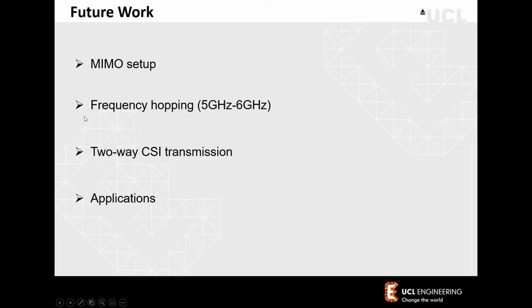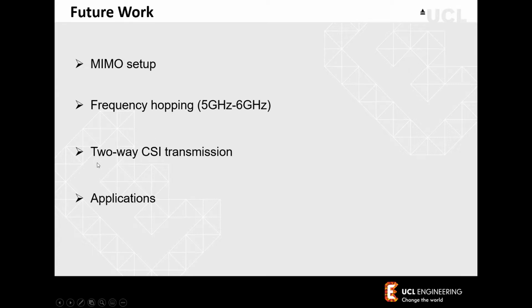Another thing we are currently working on is frequency hopping. Because Wi-Fi in the 5 GHz band can span from 5 GHz to 6 GHz, all we need is to step the frequency across each of the Wi-Fi channels, so that we can achieve a UWB radar. In this case, if we have a UWB radar, we can also do range detection with good resolution.